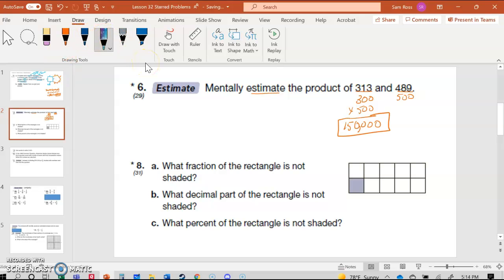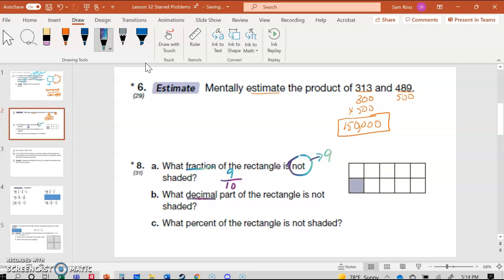All right, what fraction of the rectangle is not shaded? So total, I have 1, 2, 3, 4, 5, 6, 7, 8, 9, 10. So I have 10 total. That's going to be my denominator, the bottom number. The fraction that's not shaded is going to be 9 of the 10.